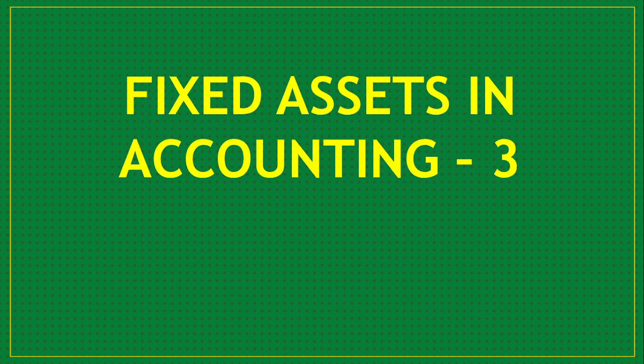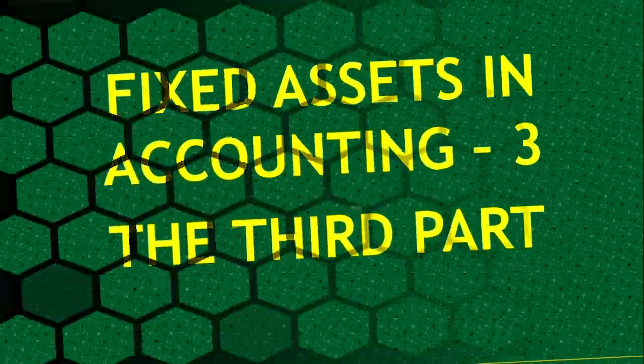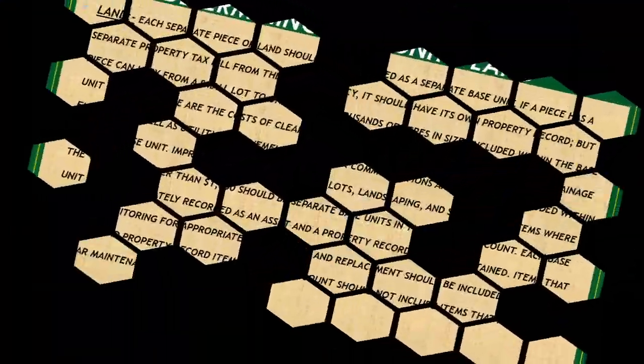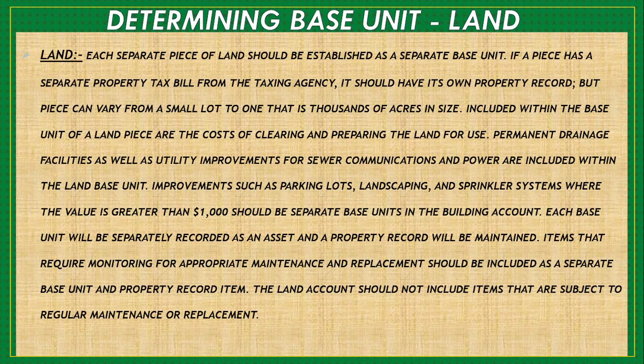Fixed assets in accounting 3, the third part. Determining base unit for land. Each separate piece of land should be established as a separate base unit. If a piece has a separate property tax bill from the taxing agency, it should have its own property record. But a piece can vary from a small lot to one that is thousands of acres in size.